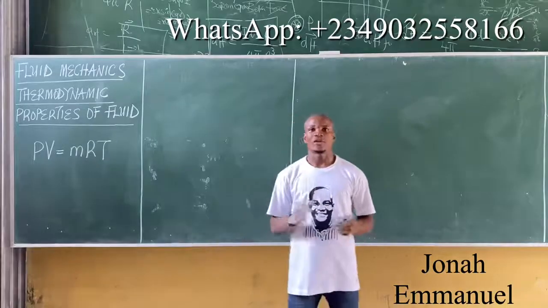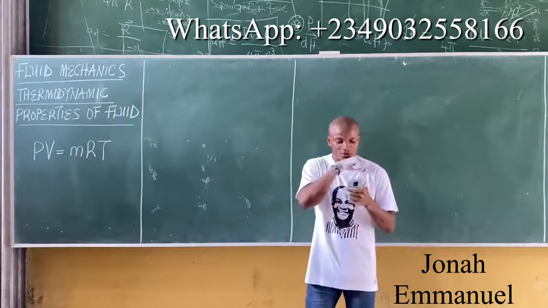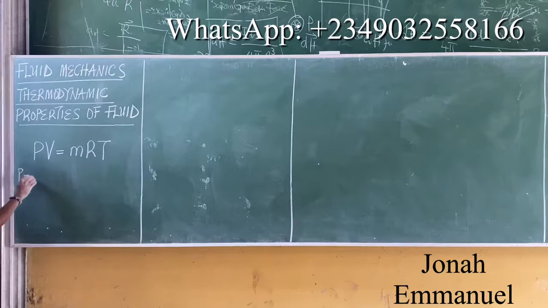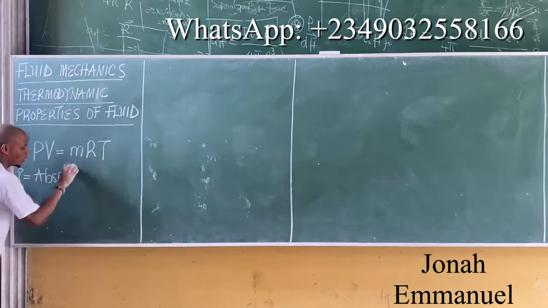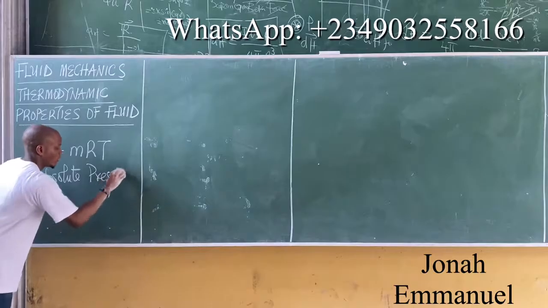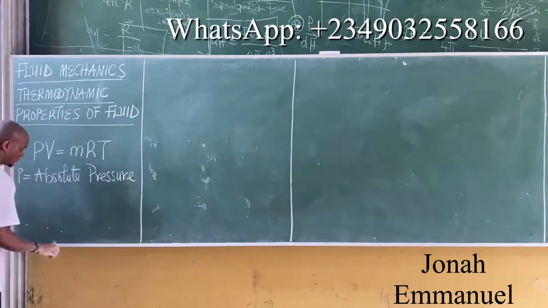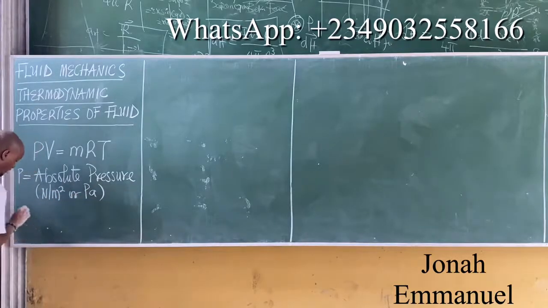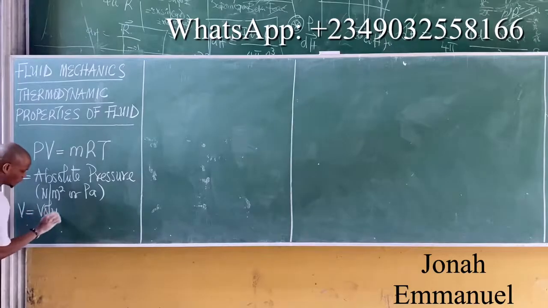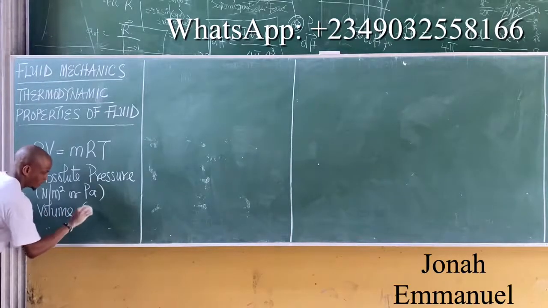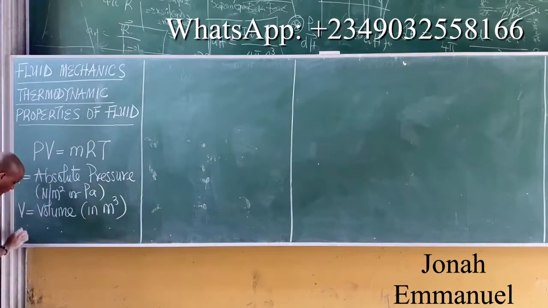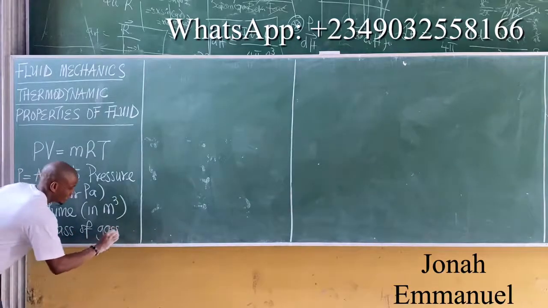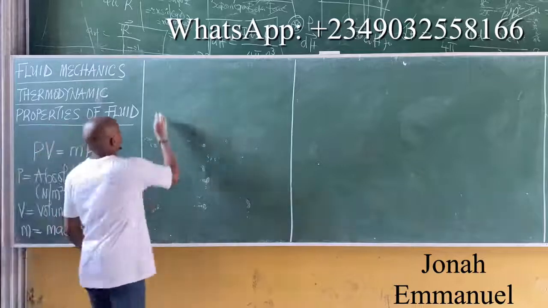The characteristic equation of a perfect gas is given by PV equal to mRT, where, let's define terms, P is absolute pressure in Newton per meter squared, or Pascal. V is volume in meter cube. m is equal to the mass of gas in kilogram.